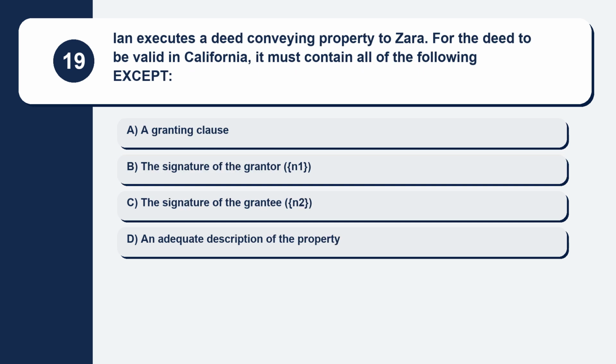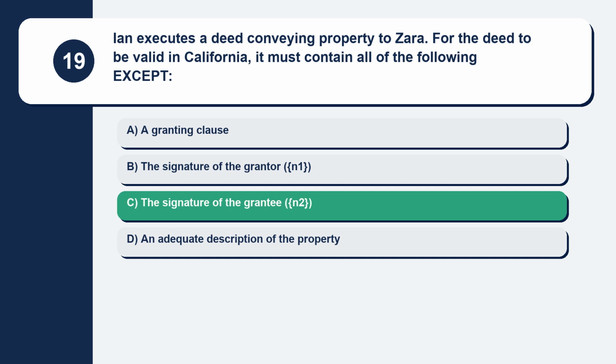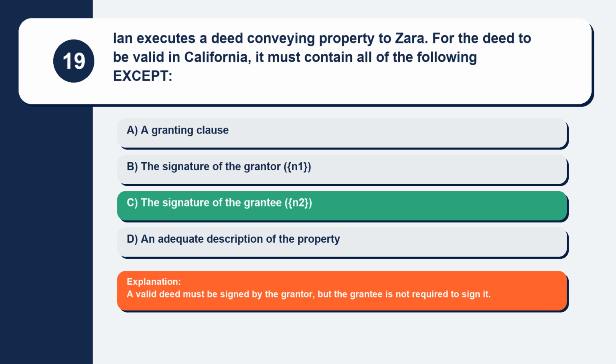Question 19. Ian executes a deed conveying property to Zara. For the deed to be valid in California, it must contain all of the following except. Here are your options. Option A, a granting clause. Option B, the signature of the grantor. Option C, the signature of the grantee. Option D, an adequate description of the property. The correct answer is option C, the signature of the grantee. Explanation: a valid deed must be signed by the grantor, but the grantee is not required to sign it.